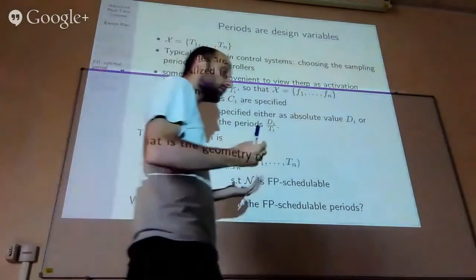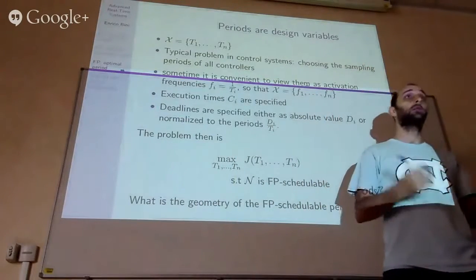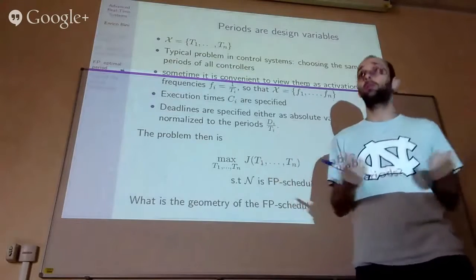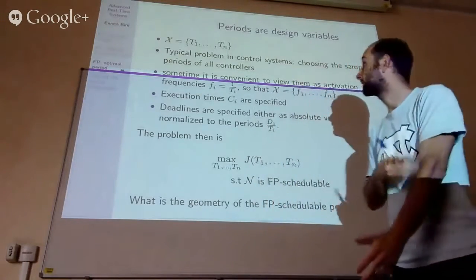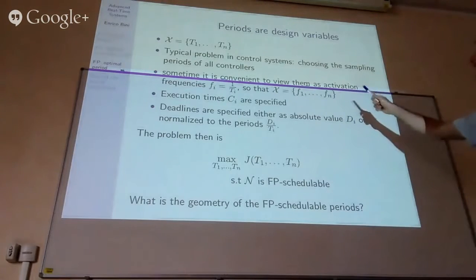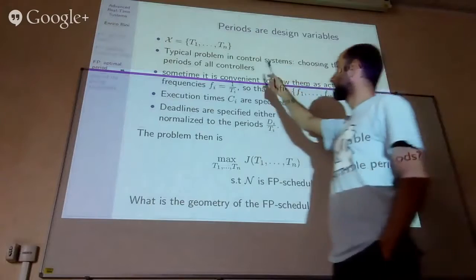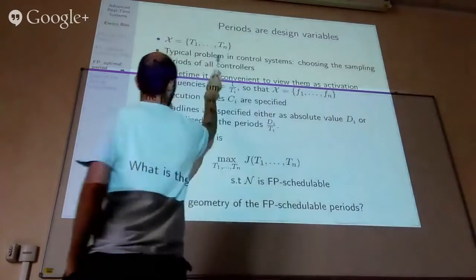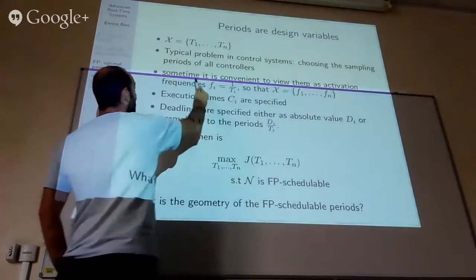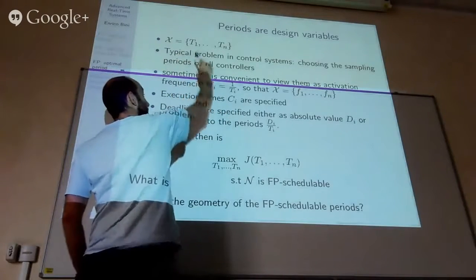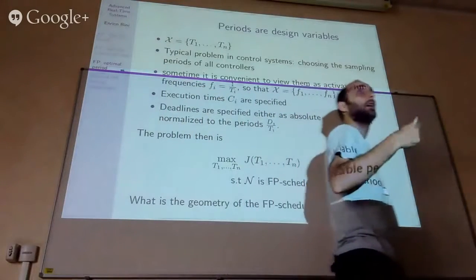Of course, each controller in isolation would like to run as fast as possible. That's obvious. But then when you have many controllers, you have to combine the needs of all of them. So yes, choosing sampling periods of controllers. Of course, the variables in this case are periods, or equivalently, I will use the frequency of activation.